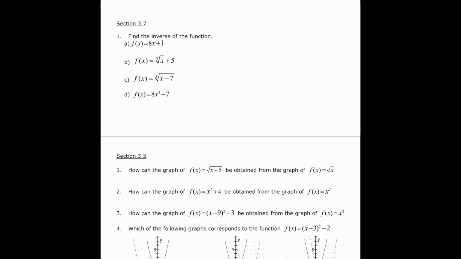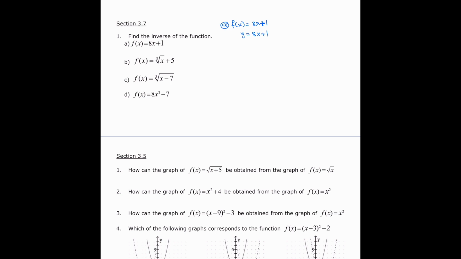Section 3.7. Find the inverse of the function. All of these functions are proven to be one-to-one functions, so I don't need to prove that step, and I will go immediately to the next step. So I will start with A. F of x is equal to 8x plus 1. I am going to write it as y equals 8x plus 1.